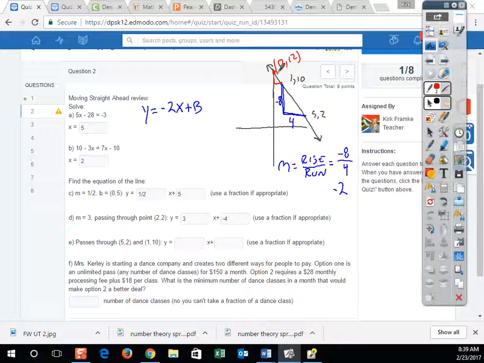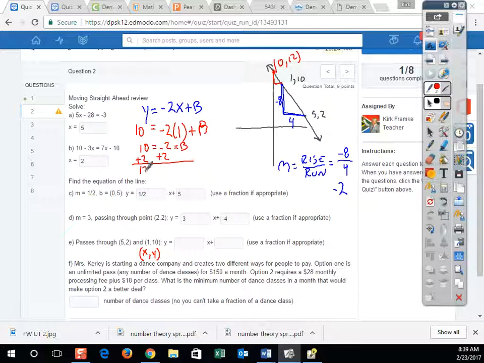Or I could take one of these 2 points, realize that we have an x, y value, and what's my x value? 1. So instead of x, I'm going to write 1. Okay. So I have negative 2 times 1 plus b is equal to, and what's my y value? 10. So negative 2 times 1 is negative 2. What's the opposite of subtracting 2? Adding 2.